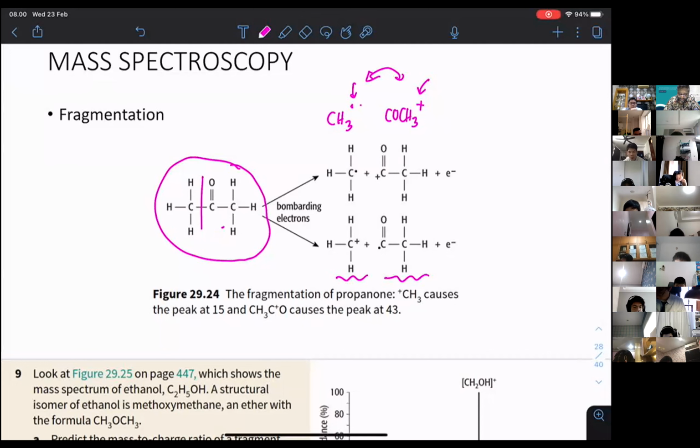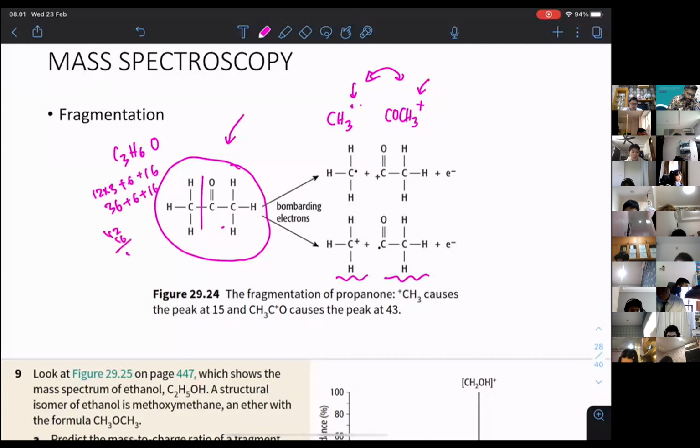So fragmentation can cause peaks. This entire thing is C3H6O, which is 12 times 3 plus 6 plus 16, so 36 plus 6 plus 16, which gives 58. But this 58 can fragment to give you CH3, which is 15. So there is a peak at 15, and there is also a peak at 43.